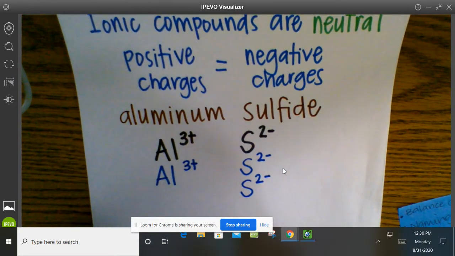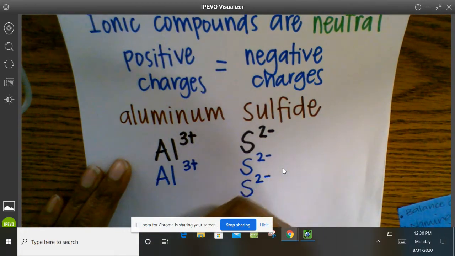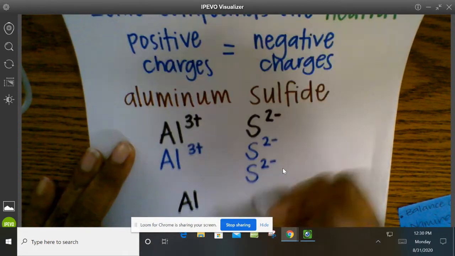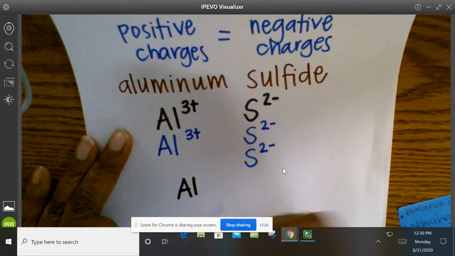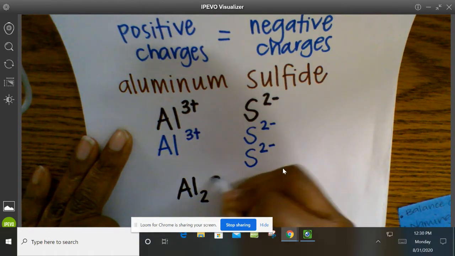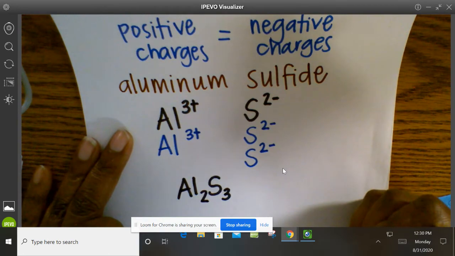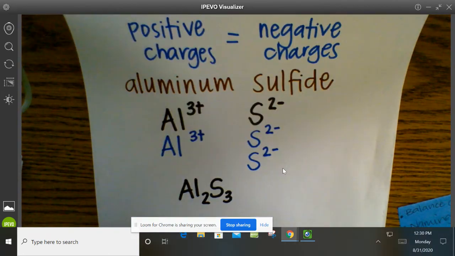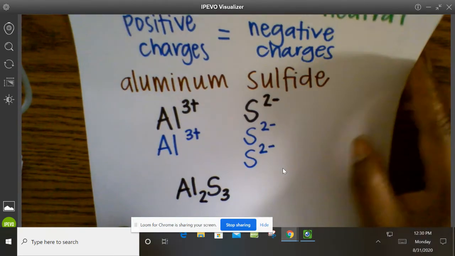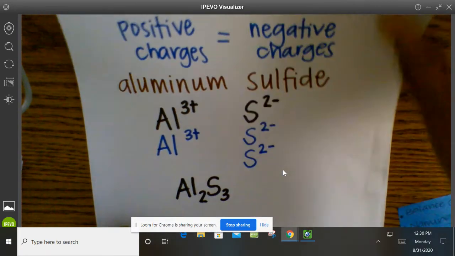To write out the formula, I want to show how many Als and how many S's I had to use to balance this out. So Al, there's 2 of them. So I get the subscript 2, and S, there's 3 of them, and it gets the subscript 3. Okay, so that is one way you can write out your formula with balancing the charges.